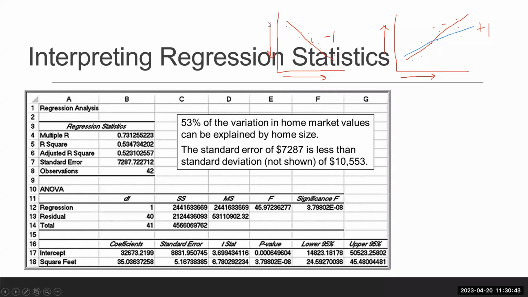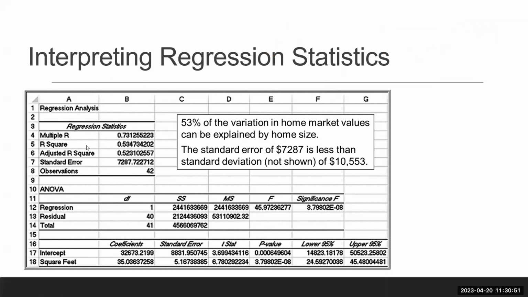And how do we actually read this? Let's just put this in English. Same slide, but putting this into words. With this R-squared value, we can say that 53% of the variation in home market values can be explained by home size. That's what this R-squared can be interpreted as: 53% of the variation can be explained by home size, by square feet.